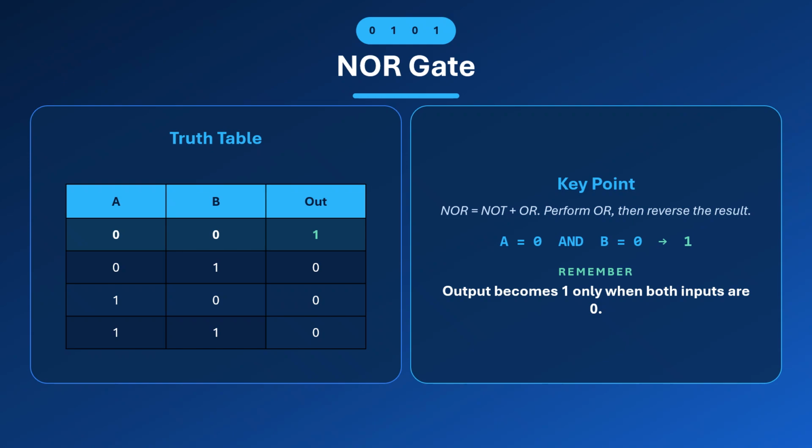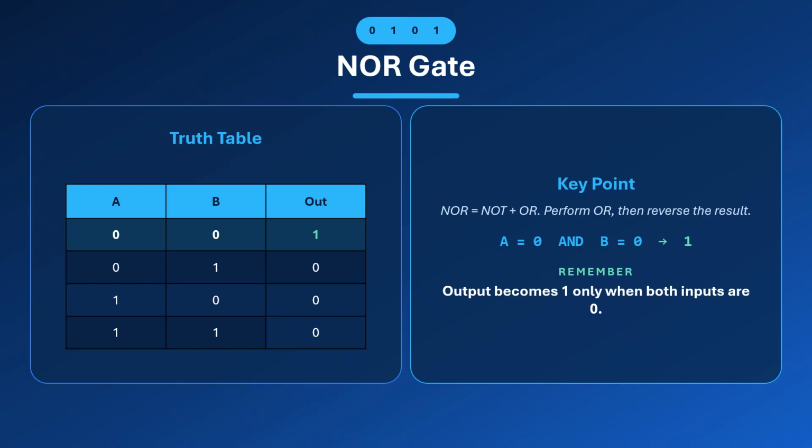NOR gate. It is NOT OR. Now here in the truth table we can see that if A is 0 and B is 0, output is 1. If A is 0 and B is 1, output is 0. If A is 1 and B is 0, output is 0. And if A is 1 and B is 1, output is 0. So from the output column we can understand that it is completely the reverse of OR gate. That's why it is NOT OR, or NOR gate.